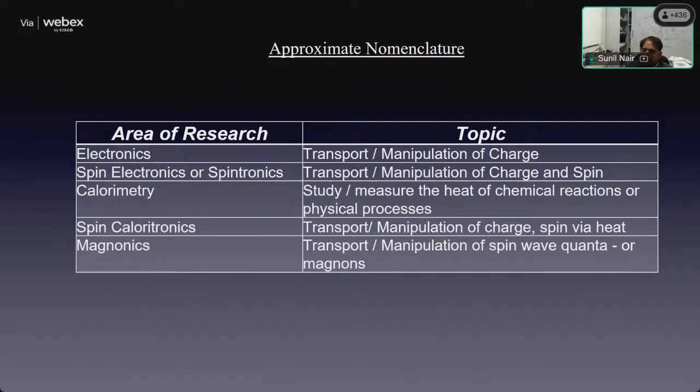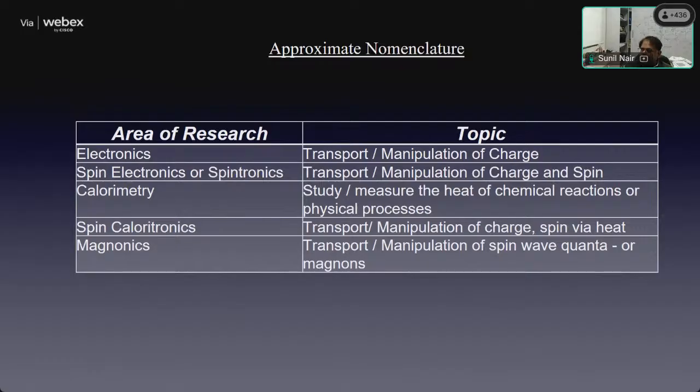And so the area of research where one tries to utilize that spin degree of freedom in potentially useful devices is known as spin electronics or spintronics. So I believe you've had or you will be having a few talks which concentrate on spintronics.